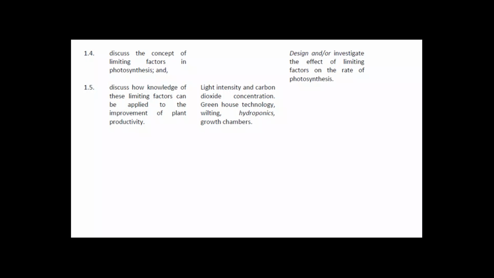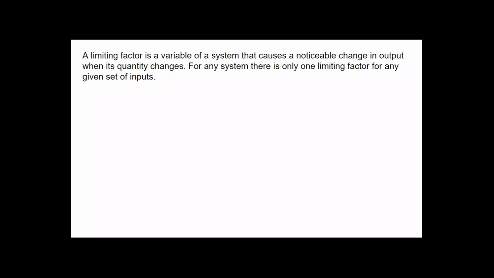Of course, if you have a greenhouse, which is a house made of glass, we can manipulate the concentration of carbon dioxide or temperature inside of that house. We could also mention hydroponics and growth chambers. So we can move on to those as well. So first of all, what is a limiting factor? It's a variable of a system that causes a noticeable change in output when its quantity changes.